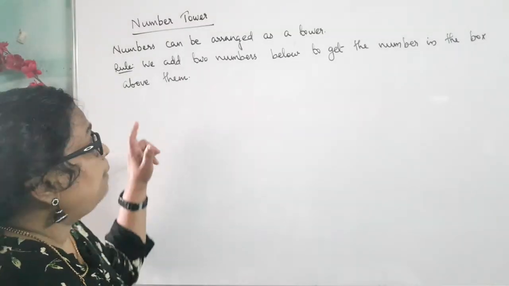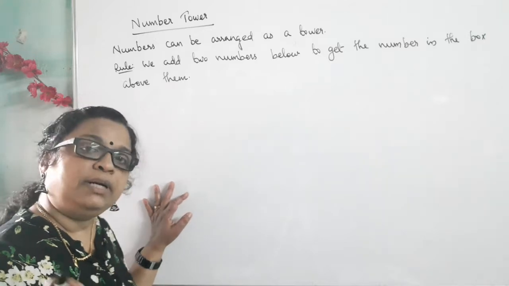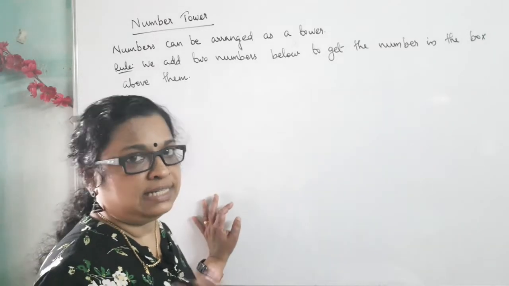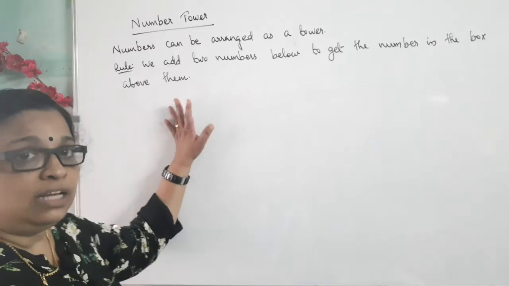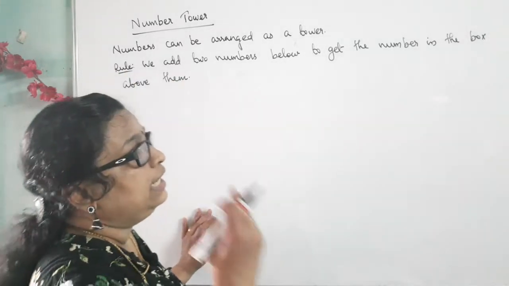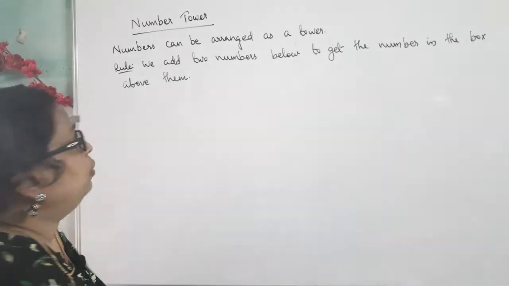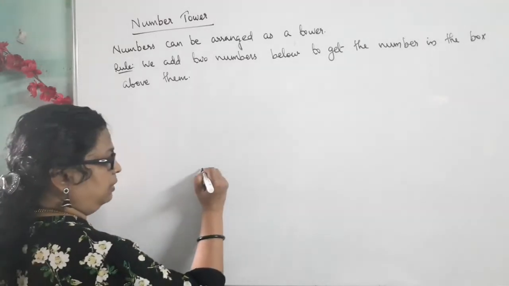The next is number tower. You know that the number tower means numbers can be arranged as a tower. Then there is a rule: when we add two numbers in the boxes below, we get the number in the box above. That's the way it is arranged. First we can draw a number tower.